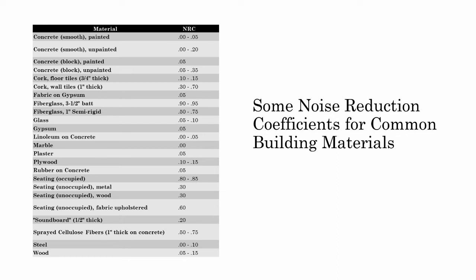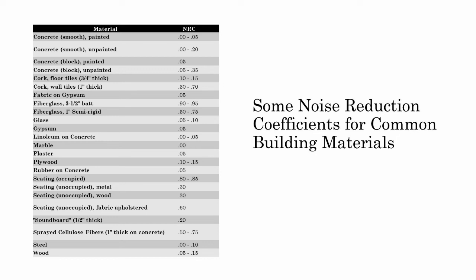17, seating which is occupied, 0.80 to 0.85. 18, seating unoccupied, metal, 0.30. Number 19, seating unoccupied and wood, 0.30. 20, seating unoccupied, fabric upholstered, 0.60.